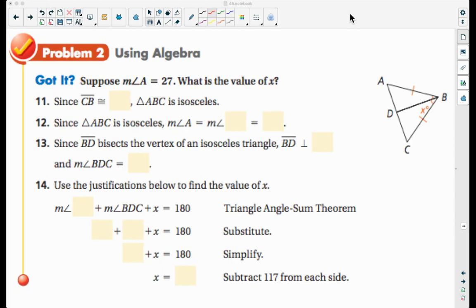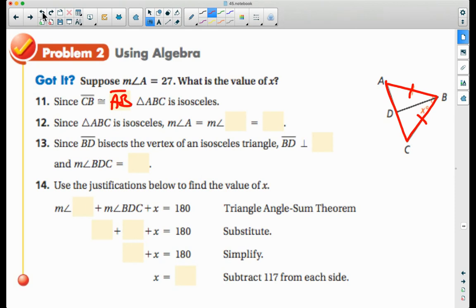All right, let's look at problem number 2. We're going to use some algebra. Suppose the measure of angle A is equal to 27. What is the value of x? Well, since segment CB is congruent to segment AB, the tick marks show that, we know we have an isosceles triangle. This whole triangle right here is isosceles.